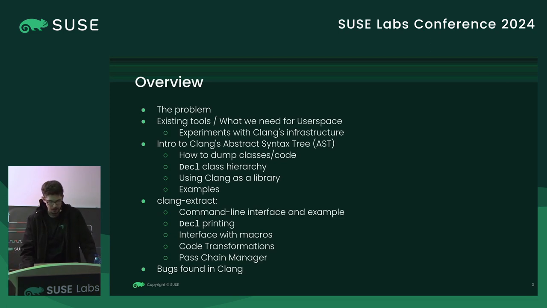Then I will speak about the project itself, so the command line interface, how we actually print the declarations, how we do stuff with macros, how we do the transform code, and how we chain everything together in such a way that we can manage things. And finally, we'll speak about some bugs we found on clang.